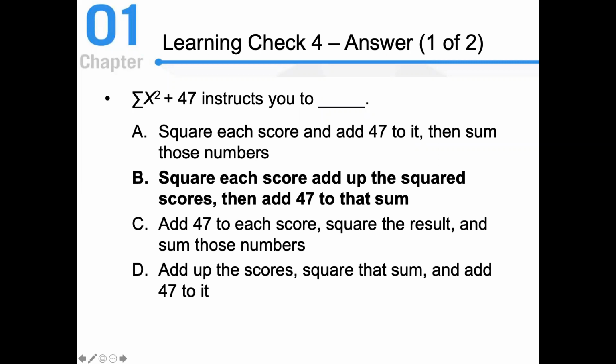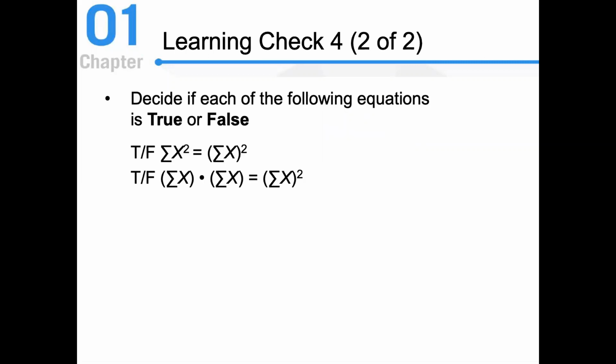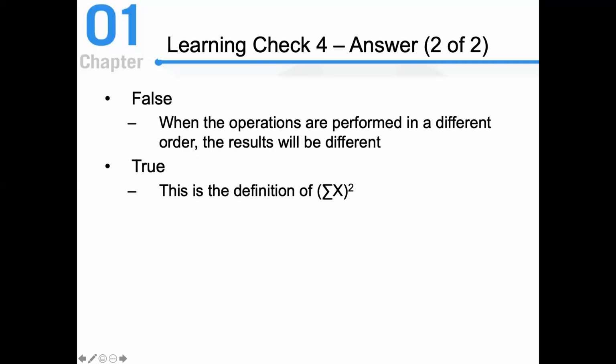So let's decide if the next ones are true or false. So decide if each of the following equations is true or false. This is true or false, or this is true or false. Sum of X squared is equivalent to the sum of X, squared, in parentheses, or for the other one, the sum of X times the sum of X is the sum of X to the second power. Well, the first one's false. When the operations are performed in a different order, the results are different. True, that is the definition of the sum of X to the second power.